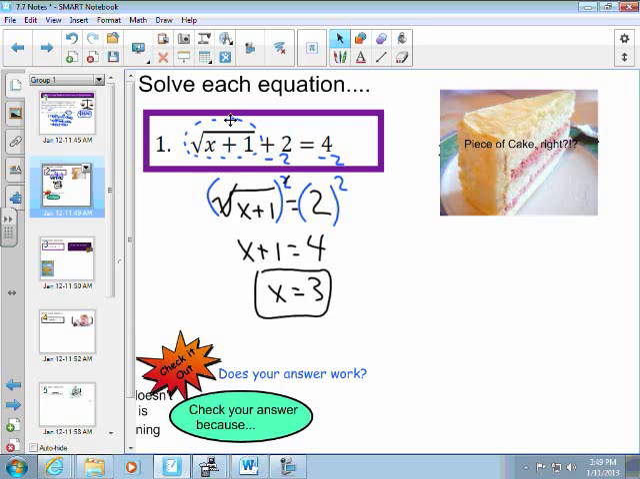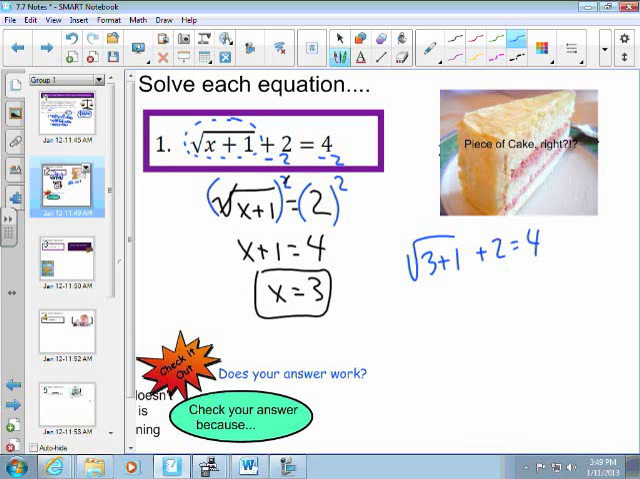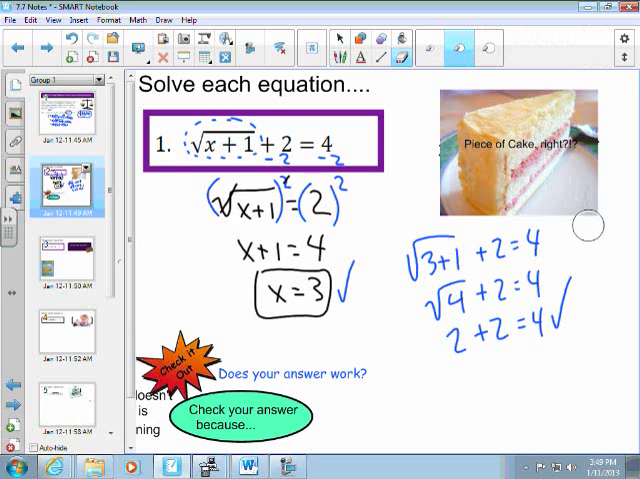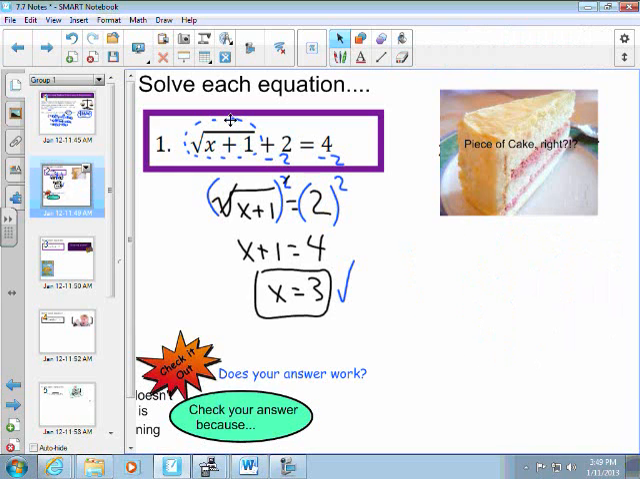So plugging back in, do we get 4? Well, if we plug 3 back in for x, we got square root of 3 plus 1 added to 2 should equal 4. That's square root of 4. Simplifying square root of 4, we get 2. 2 plus 2 does equal 4. This one does check out. This answer is a good one. So the answer to number 1, x equals 3. All right, we got that one. Piece of cake, right? Let's try another one here.